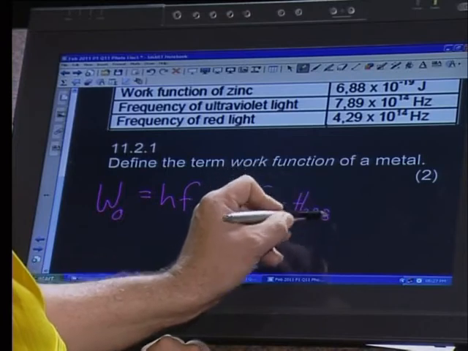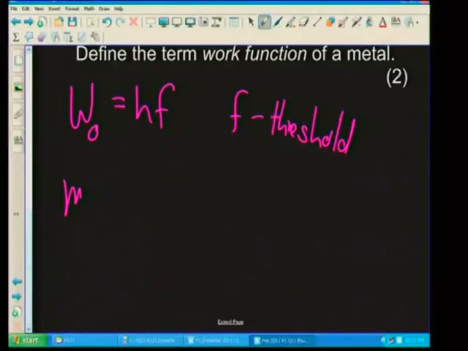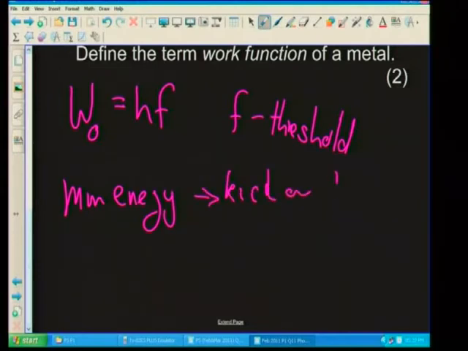Now, the threshold is the thing that you hit before you cross the door. It's that little step you go into the door. So you've got to get over the step before you can get into the room. That's what this threshold frequency is all about. It's the minimum energy you need to be able to kick electrons out in the photoelectric effect. So what I would define the work function as is the minimum energy required to kick out electrons.